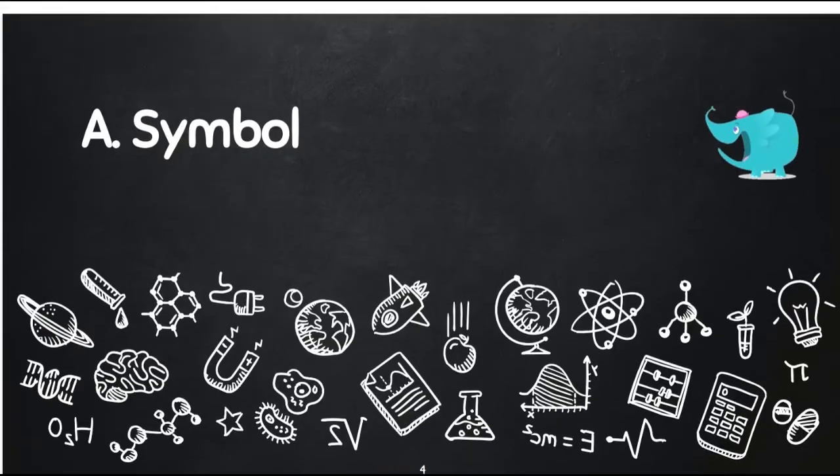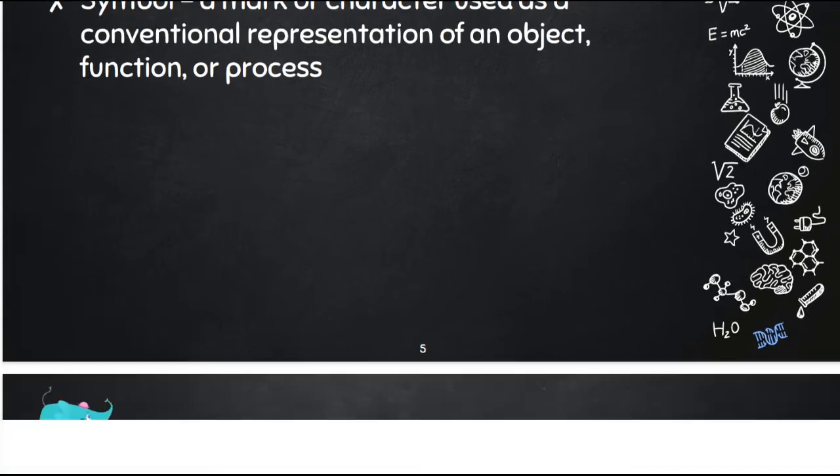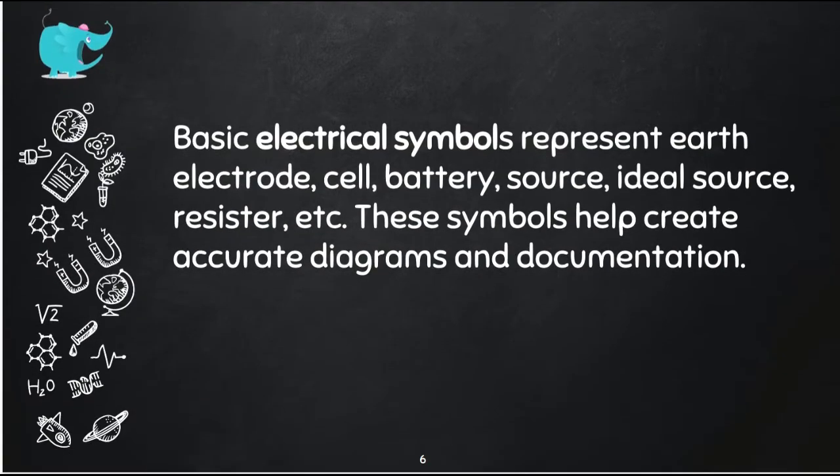So what is a symbol? A symbol is a mark or a character that is used to represent an object, a function, or a process. The common symbols that we can encounter when we are dealing with computer hardware servicing are the electrical and then the electronic symbols. The basic electrical symbols represent different components like earth, electrode, cell, battery, source, resistor, and so on and so forth. These symbols are used for accurate diagrams and presenting different types of documents.